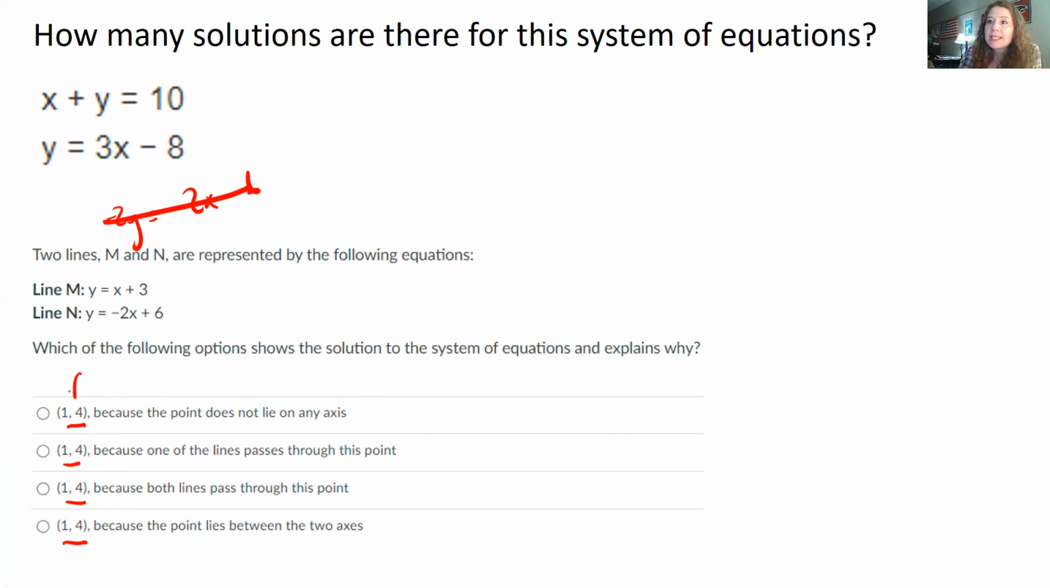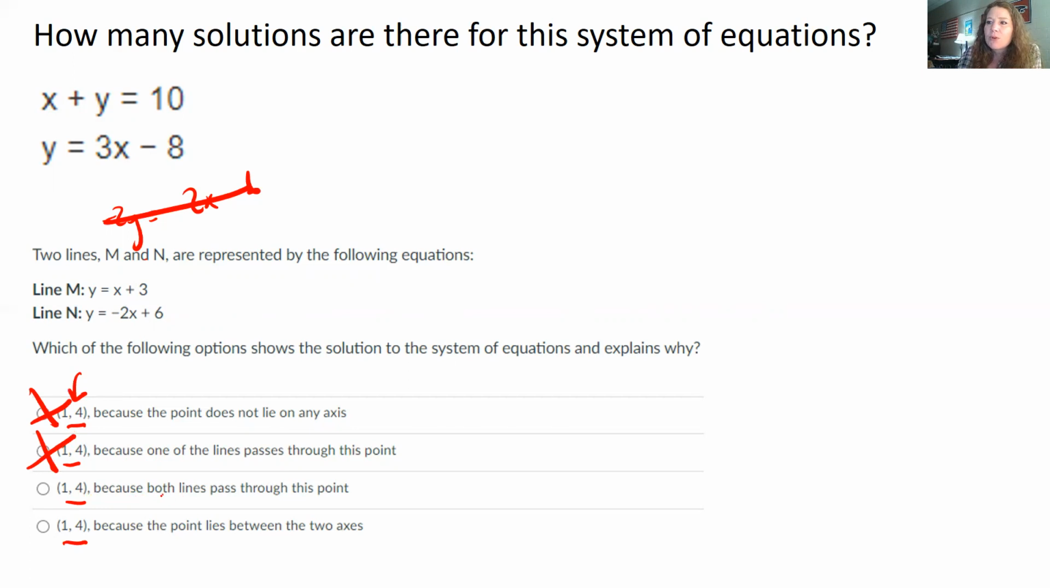why would this be a solution? Is it because the point does not lie on any axis? Have we talked about a point being on either the X or Y axis only? No, I don't like that answer. All right, let's look at B. 1, 4, because one of the lines passed through the point? Is it because only one of them does? I think we could get a better answer.